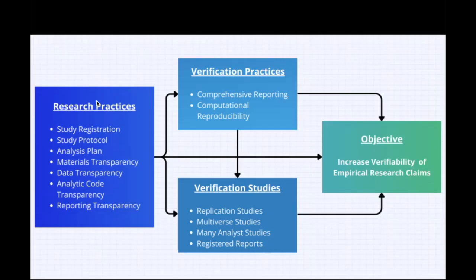Verification studies are the third category of artifacts in the model. Verification studies are study designs and publication formats that help to increase the probing of reliability of claims and robustness of those claims. So, by independently checking, in other additional studies, the original claims that a study makes, we can help to increase the verifiability of those claims overall. So all three of these categories, research practices, verification practices, and verification studies, work together to achieve the overall objective of TOP, which is to increase the verifiability of empirical research claims.